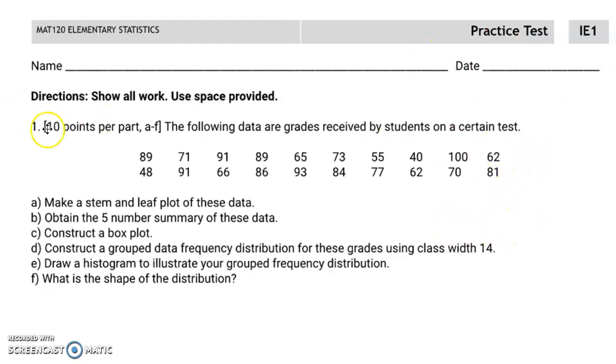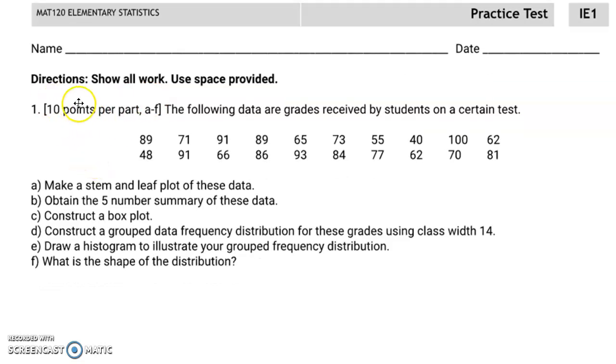Here is the first question. They all have different point values. For example, the first question has 10 points per part, for a total of 60 points. Pause the video, try this out, and then unpause it to see if you got it right.